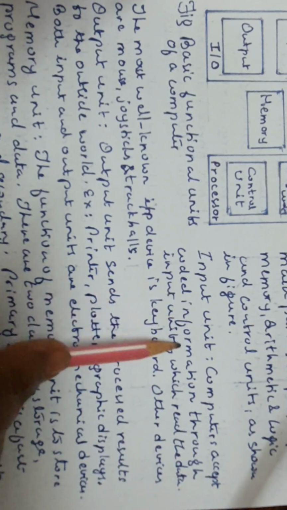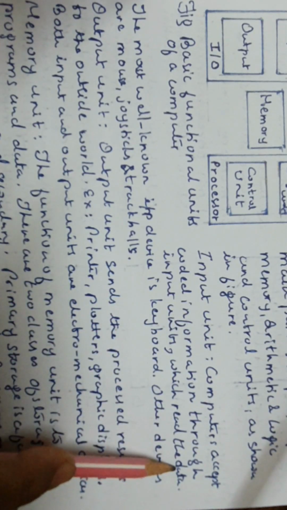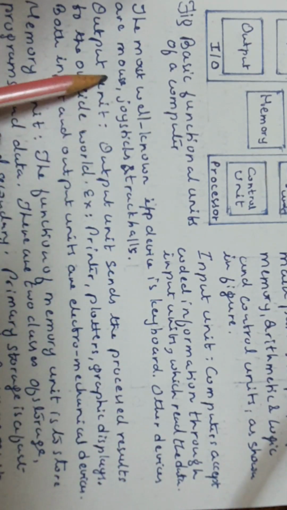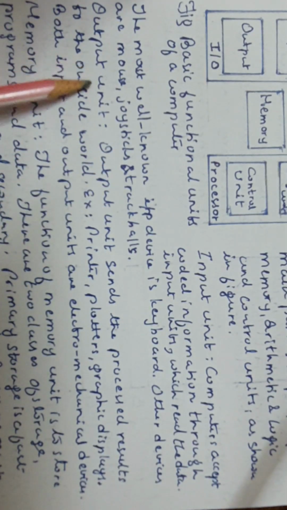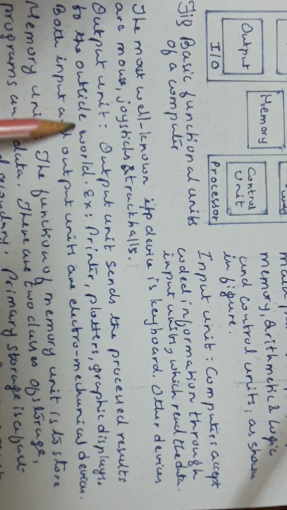So let's talk about the input unit. Computers accept coded information through input units, which read the data. The most well-known input device is the keyboard. Other devices are mouse, joysticks, and trackballs. Next, the output unit. The output unit sends the processed results to the outside world. Examples: printer, plotter, graphic displays. Both input and output units are electromechanical devices.